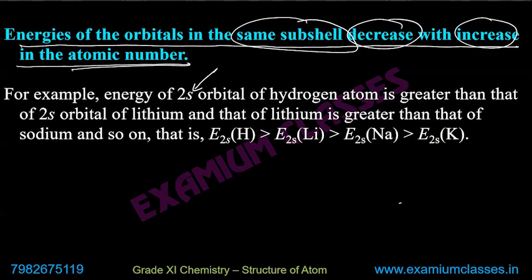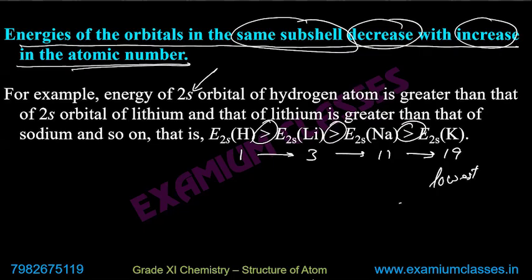It means if the atomic number is increasing, here atomic numbers 1, 3, 11, 19, the energy will decrease. So here highest energy, then lower, lower. Potassium will have the lowest, so the 2s orbital of potassium will have the lowest energy. The others have higher energy, the highest being hydrogen, all have 2s.